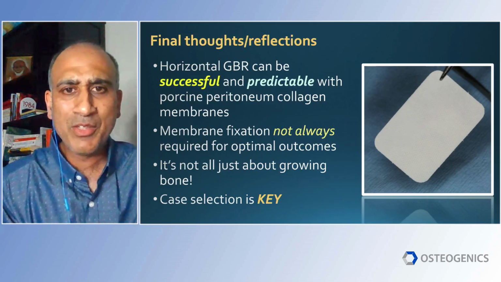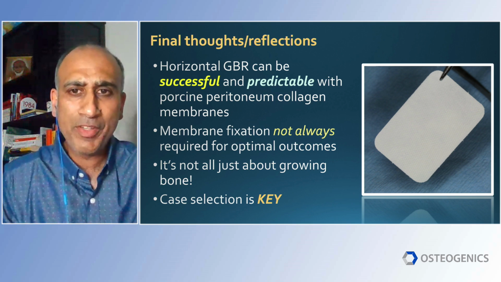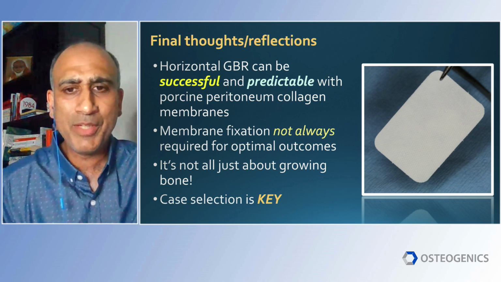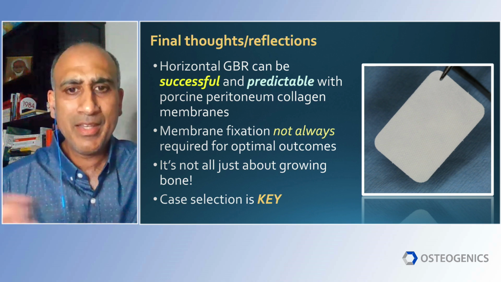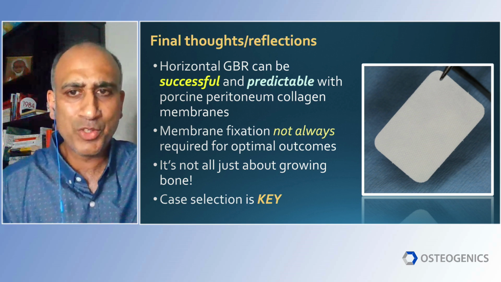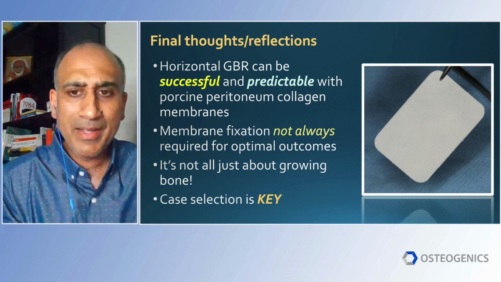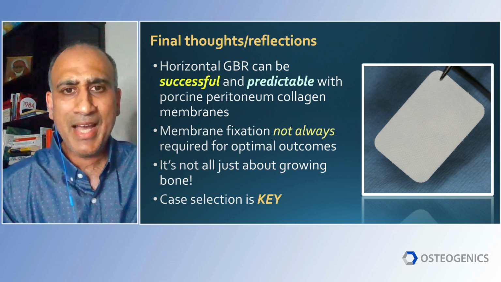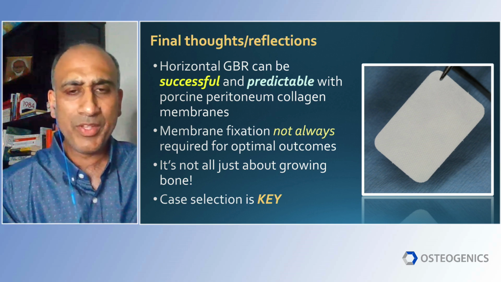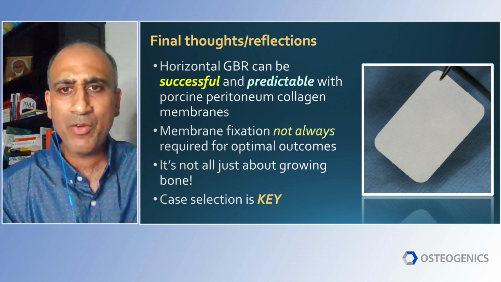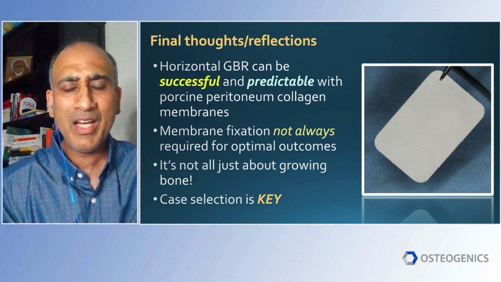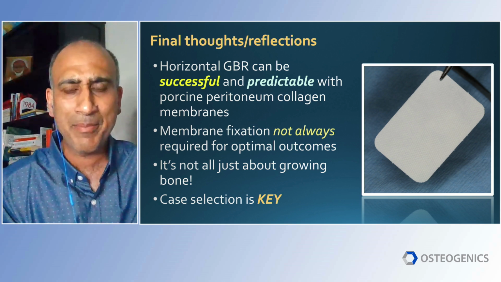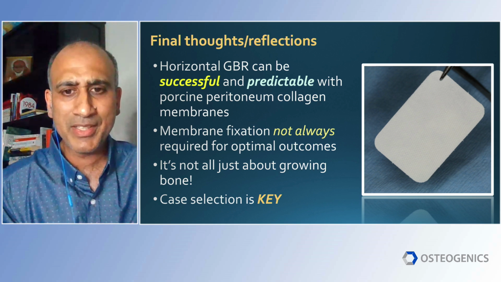So some final thoughts and reflections here is that I've hopefully been able to show you that successful, predictable horizontal GBR can be achieved with the porcine peritoneum collagen membrane, also known as Zmatrix. And the one defining feature of this particular membrane is that fixation with tacks or sutures is not required for the vast majority of your horizontal augmentation cases. So it eliminates an extra step, an extra factor of complexity.